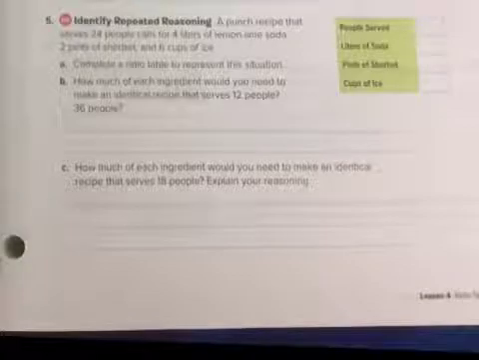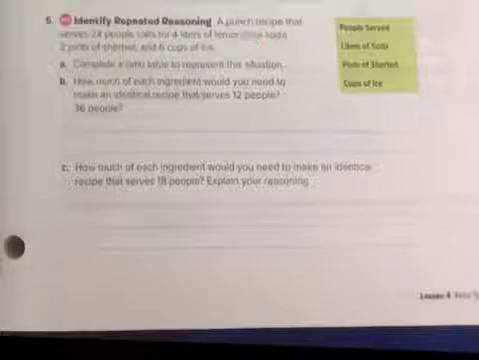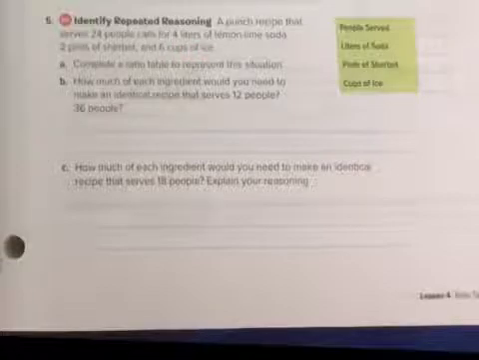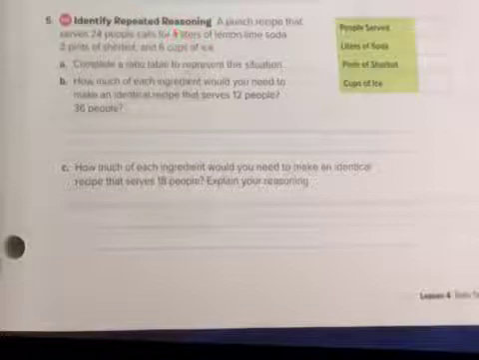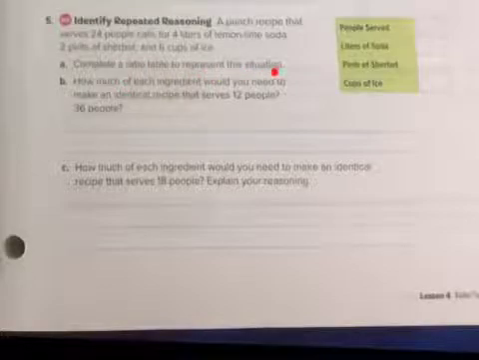All right. A punch recipe that serves 24 people calls for 4 liters of lemon lime soda, 2 pints of sherbet, and 6 cups of ice. So clearly, boys and girls, we're using liters, which is the metric system, but we're also using pints and cups from the U.S. customary system. So we're going back and forth using 2 different systems of measurement. Complete a ratio table to represent this situation.